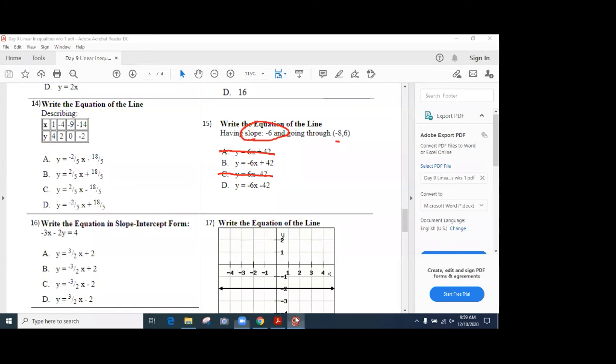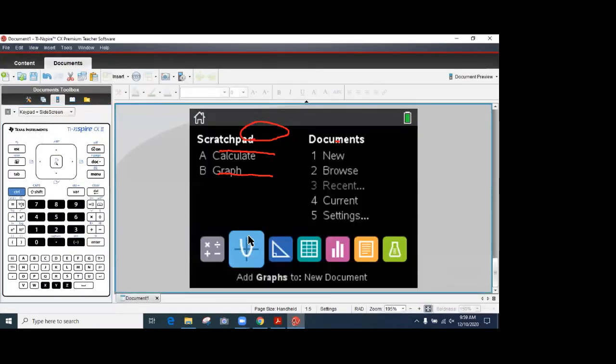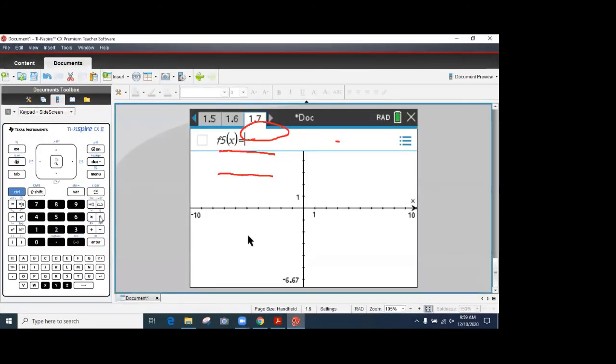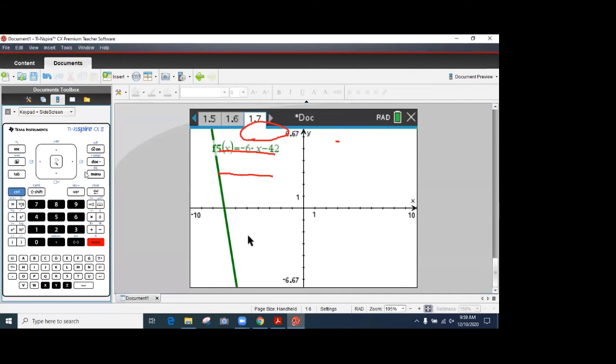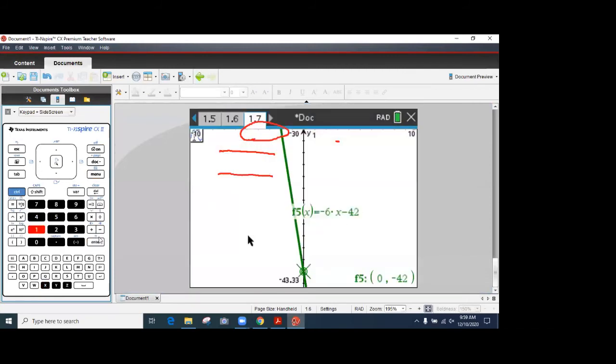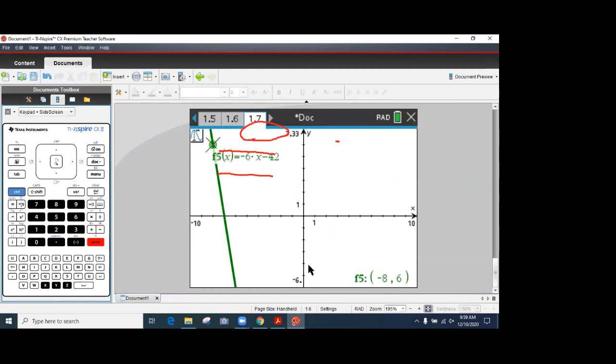All right. So we're going to try D. So we got -6x minus 42. Hit enter. We're going to go menu 5-1. And so we're going to remember zeros doesn't mean anything. We need this 0 to become -8. So -8, hit enter. And yep, that's it right there.